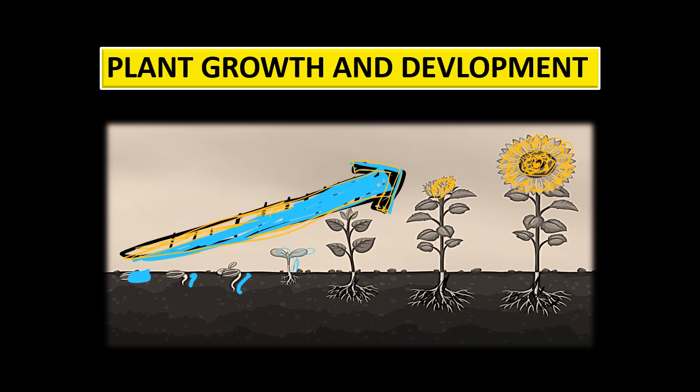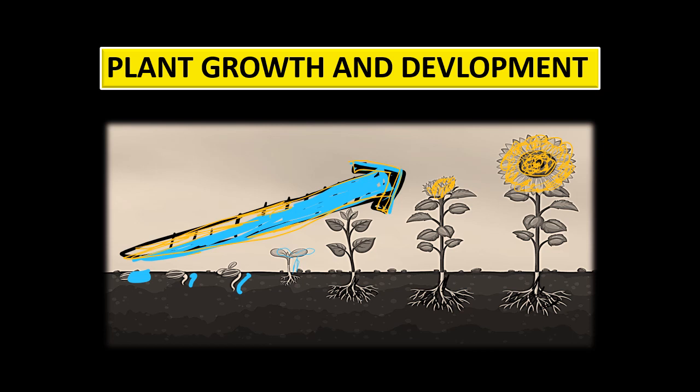Plant growth and development. So what is plant growth and development? We know the first stage of a plant is the seed. This seed first germinates. After germinating, this seed produces a small plant, and this small plant is converted into an adult plant. This systematic development and growth of a plant is known as plant growth and development.